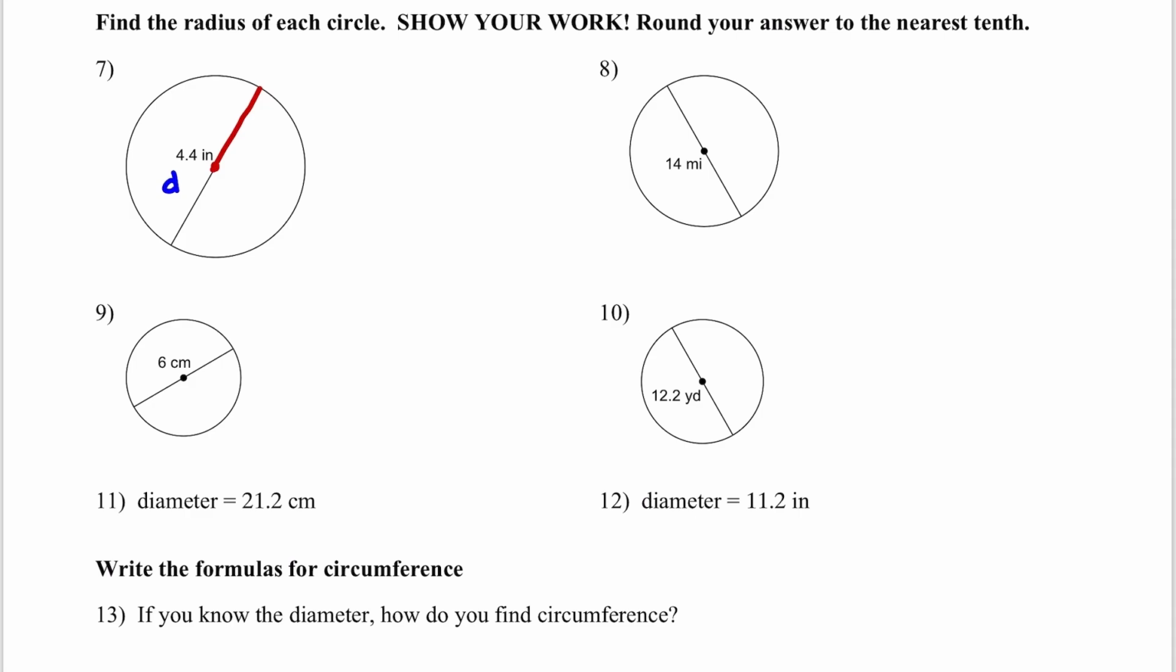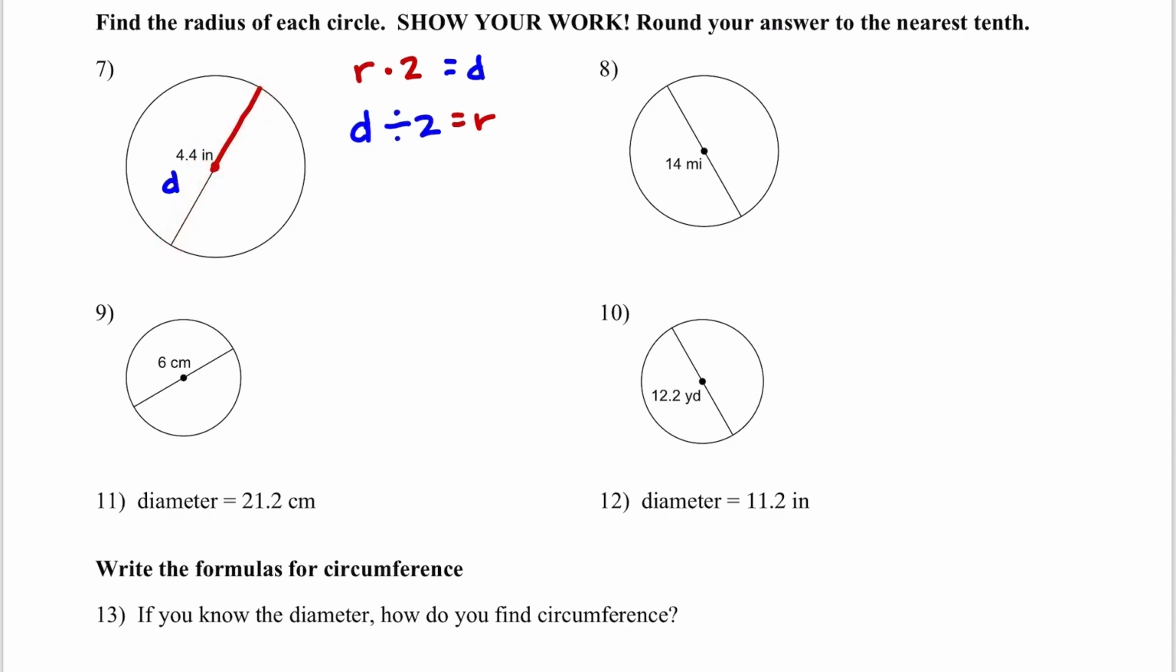And again, that relationship is in the fact that the radius times 2 is equal to the diameter. So that means I can always work backwards and divide if I give you the diameter and I want to find the radius. So again, that means the diameter divided by 2 is equal to the radius. So here, this entire length is 4.4. I want just half of that. That's why I'm dividing it by 2.